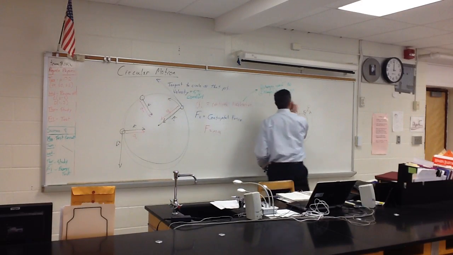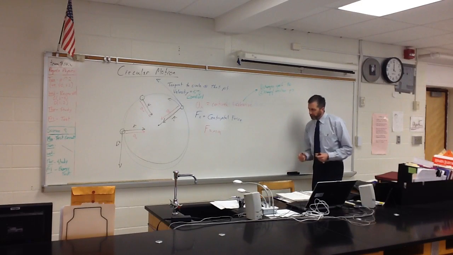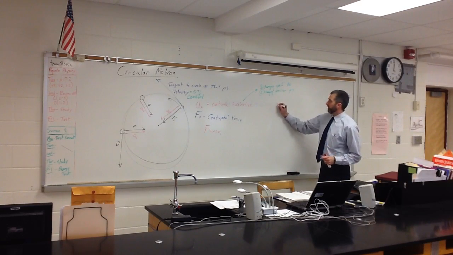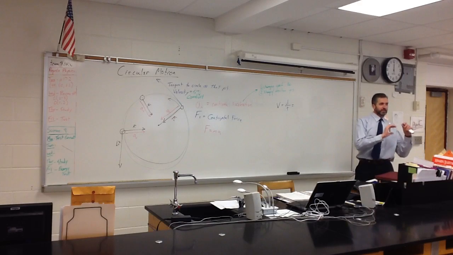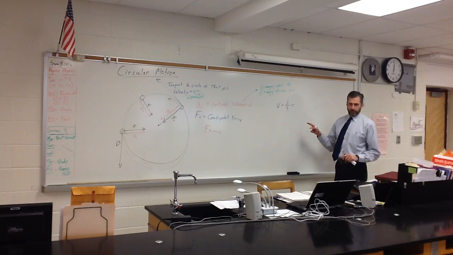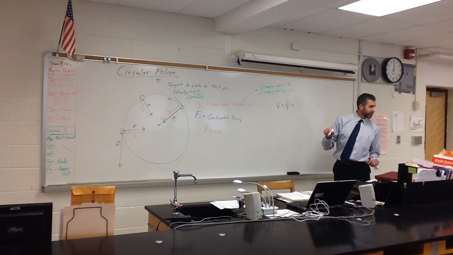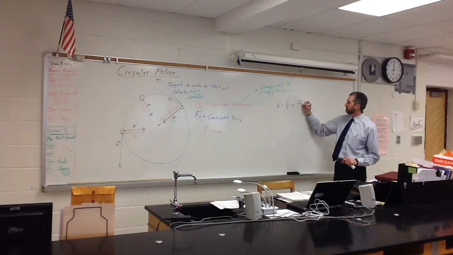Now, let's get to the equations. They're real easy. First of all, if you want to know how fast you're going, back in the old days, it was distance divided by time. Same is true. But now, what's the distance around a circular thing? The circumference, which is 2 pi r.